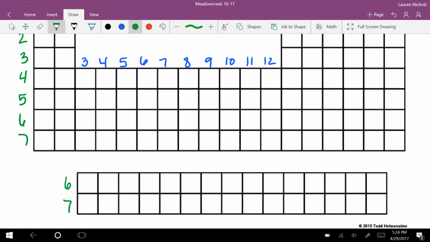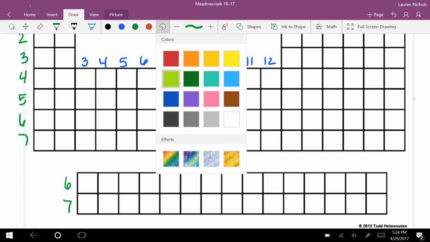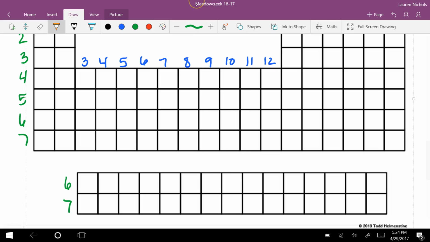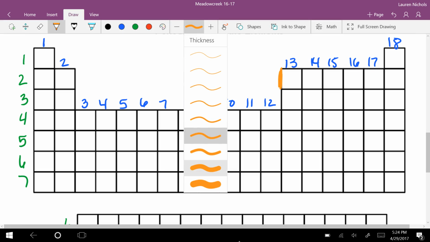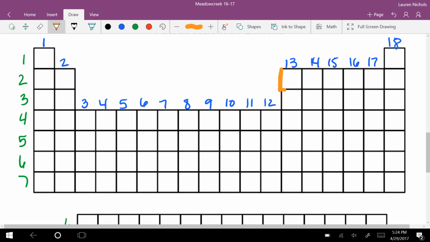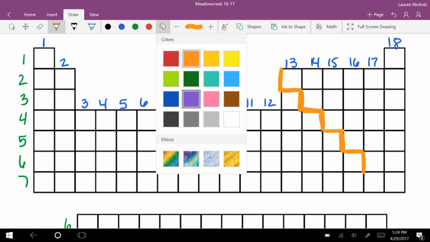Okay, we're also going to put our staircase back into this blank one. So it starts here. Let's make this a little thicker. Okay, so the staircase kind of goes like this. Okay, now we're going to look at some basic names for things.